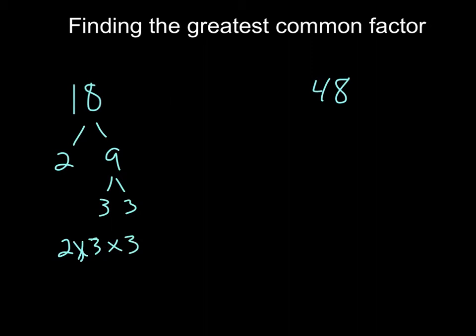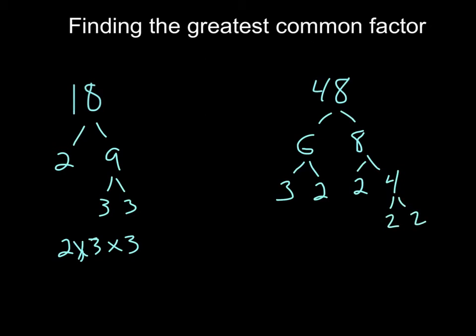Okay, and then for 48, I know 6 times 8 is 48. And then I can break that one down to 3 times 2. I can break this one down to 2 times 4. I can break the 4 down to 2 times 2. So the prime factorization here is 2 times 2 times 2 times 2 times 3.